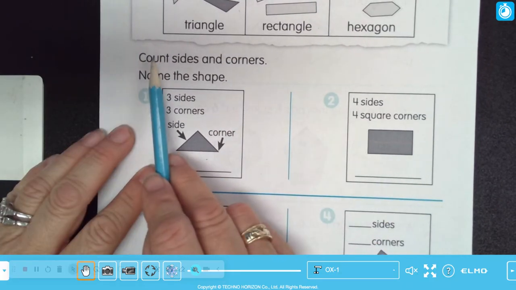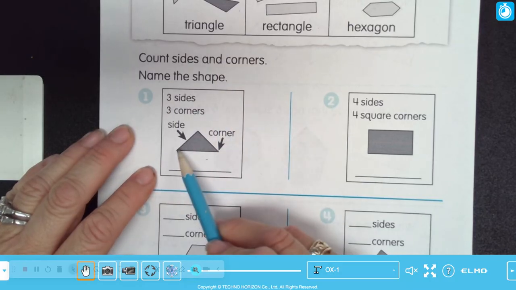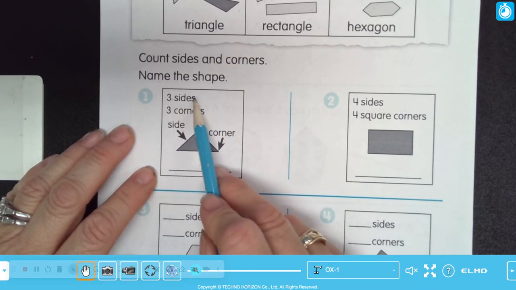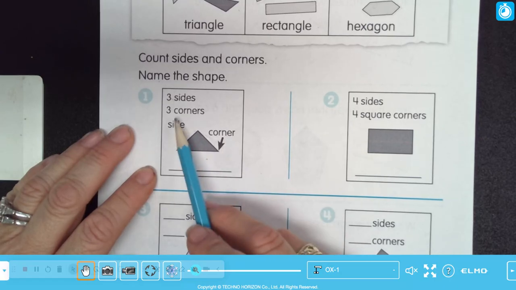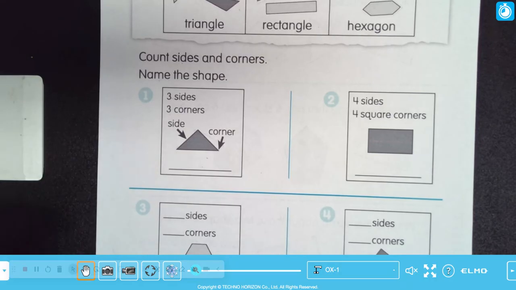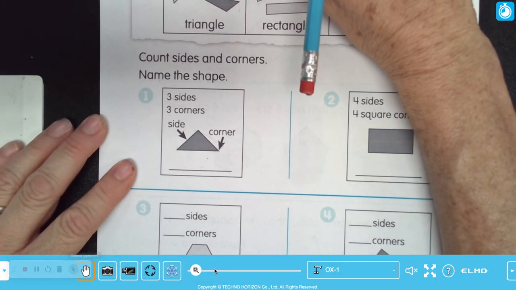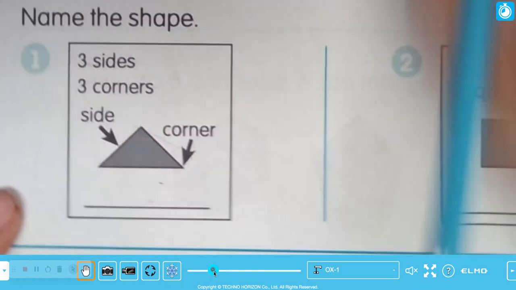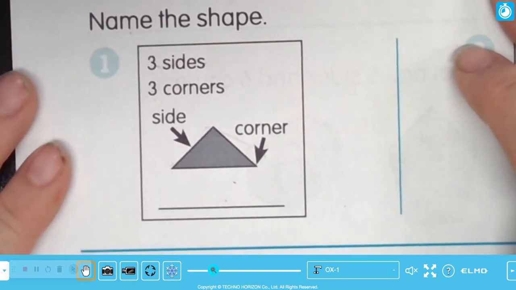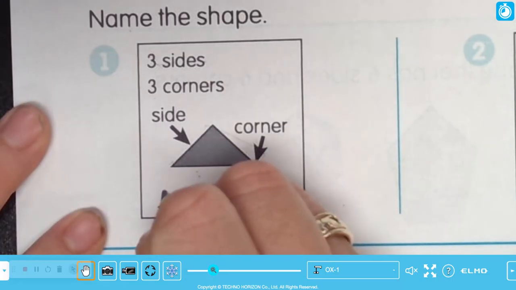It says, count sides and corners. Name the shapes. Okay, so it's got 3 sides, 1, 2, 3, and 3 corners, 1, 2, 3. What is this shape called? I'll make it bigger so you can see it. It's called a triangle, right? So right here we're going to write triangle.